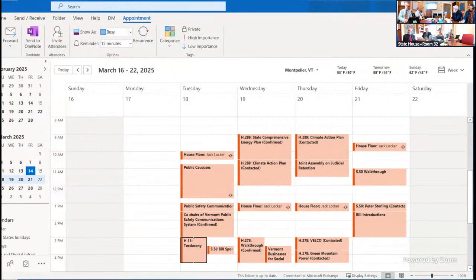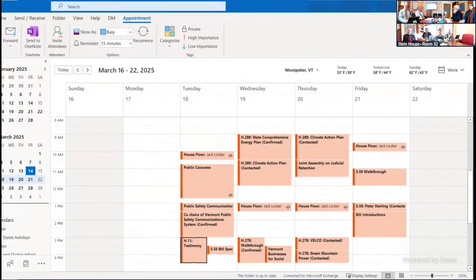Then H278 is the energy storage bill. We're going to do a walkthrough of that. We had a request from Vermont Businesses for Social Responsibility to come in and talk about the perspective of their members, business owners around the state, about climate action. We have two climate councilors, two members of the Climate Council, coming in to talk about their work.